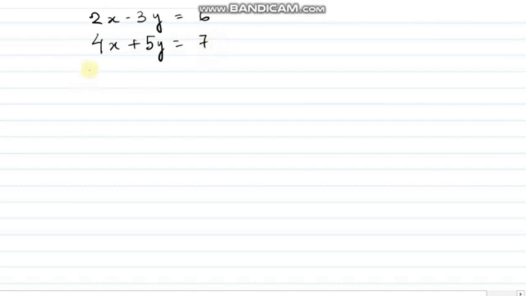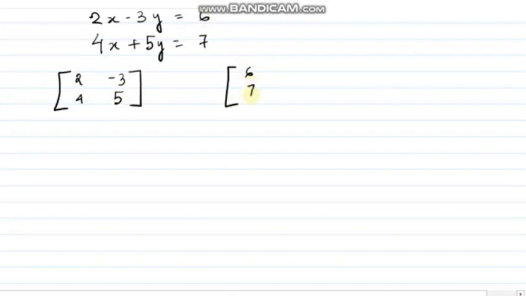What I can do is take the coefficients of x and y and put them in brackets, so I can write it like 2, minus 3 and 4, 5. That can be related with 6 and 7, the right hand side part, correct. So using matrices, can I say this is my column of x and this is my column of y, right? So using matrices we can just use the elements like this.